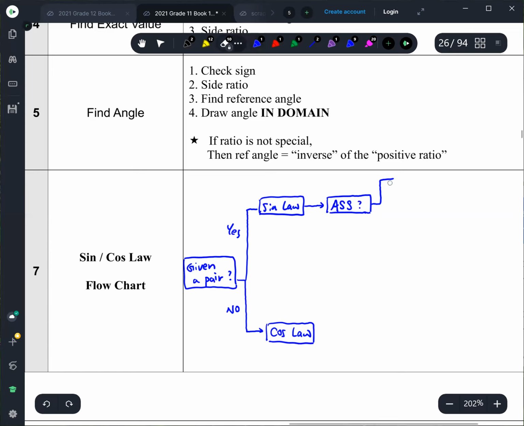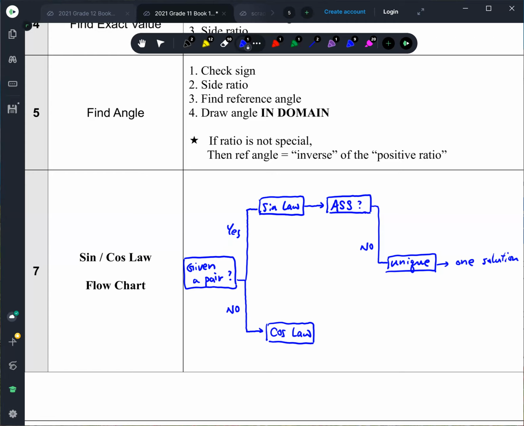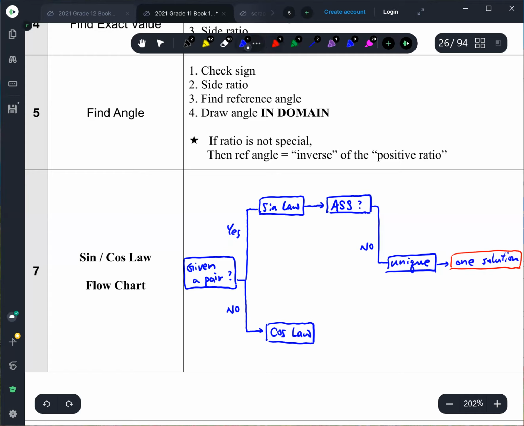So if the answer is no, then it will be unique. Unique means only one solution. And you just plug everything into sine law, and what you find is the answer. Then you're done. If your answer is yes, if you have an ASS, then it's ambiguous.